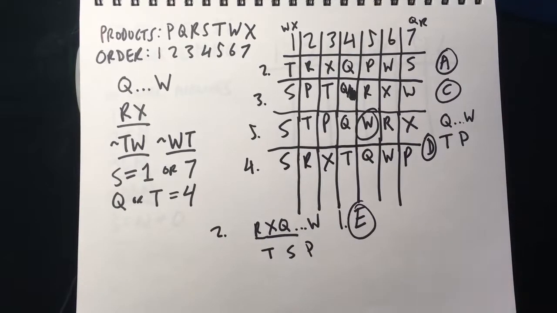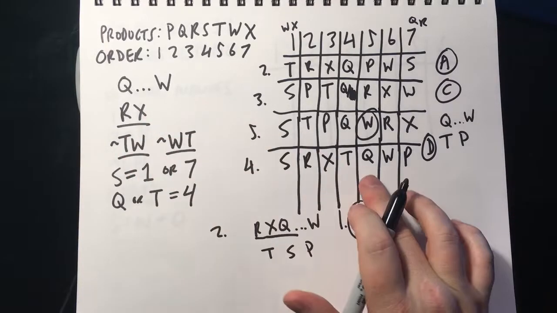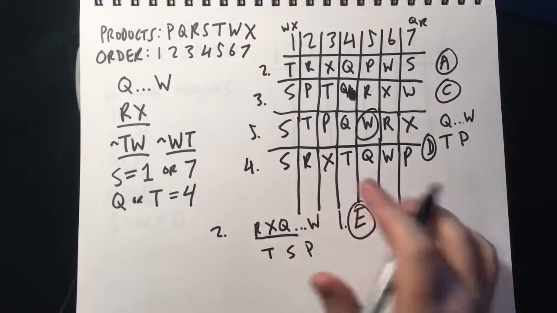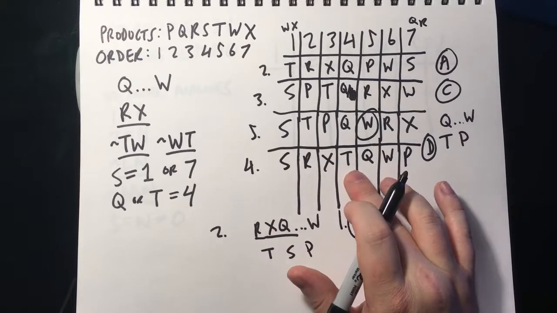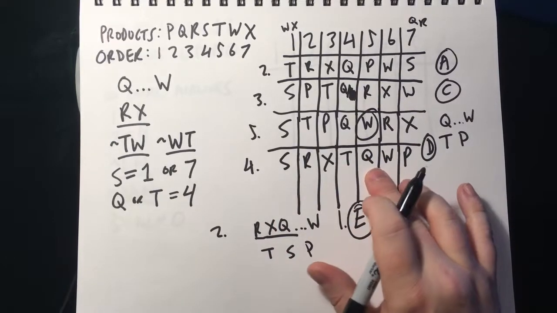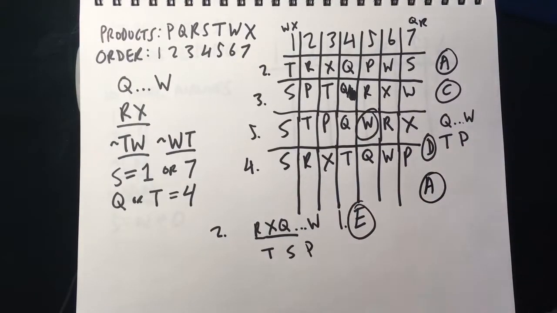So we check it out against our rules. Q goes before W, that checks out. R and X go back to back, that checks out. T and W aren't next to each other. S is 1 or 7. I do have Q or T fourth. Could Q go fifth? Yeah. And it turns out the answer to number 4 is A.